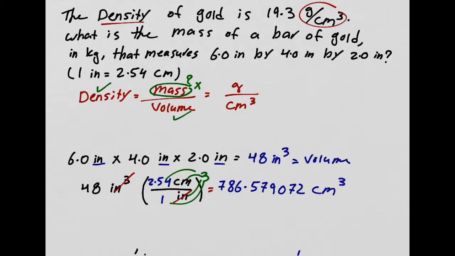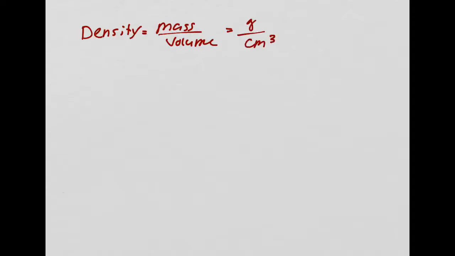Okay. So, density was mass per volume. I have the density. Now I have the volume in the correct unit. I'm going to come back here again because I have more room. So, density was mass over volume. Do you agree? And keep in mind, the unit has to be gram per centimeter cube. What is my density? My density is 19.3 gram per centimeter cube. That sounds good. The mass, I don't know. That's my X. And the volume, we just figured out, it was 786.579072.